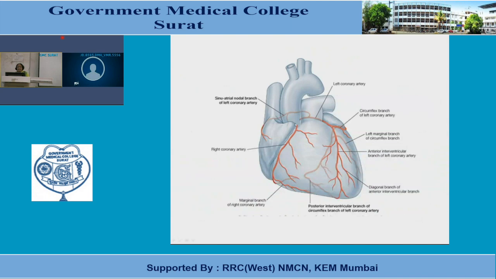Again, this is the right coronary artery, this is the left coronary artery. The ascending aorta gives rise to the marginal branch of the right coronary. Here we can see the diagonal and here you can see the circumflex.